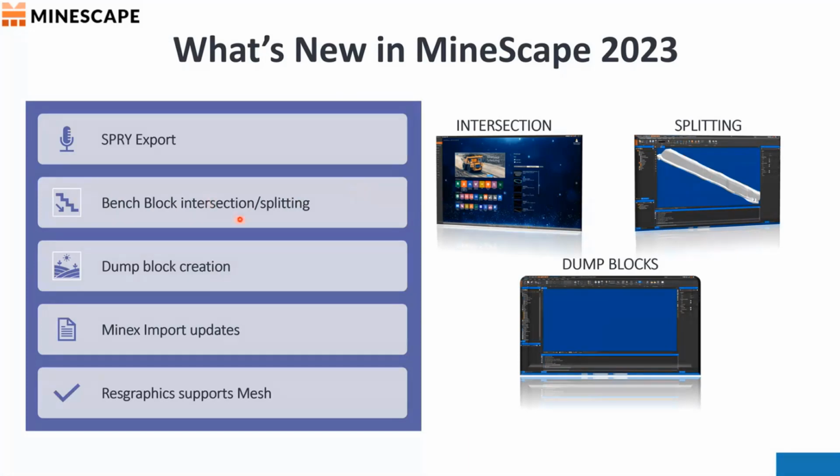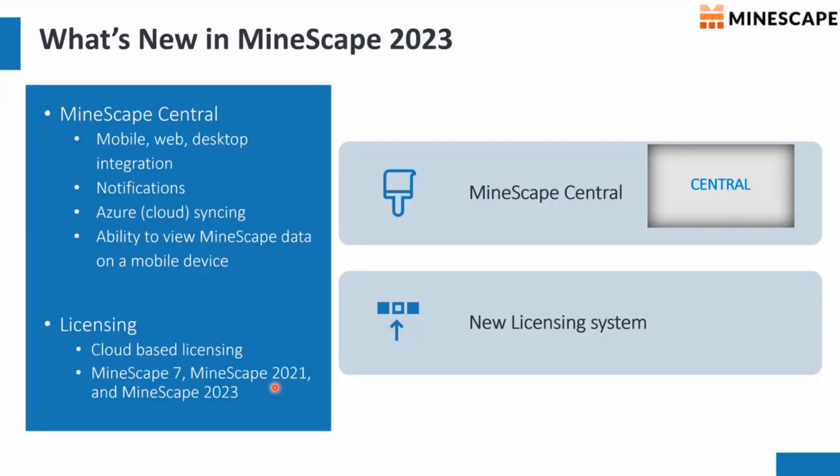So what this does is it makes the engineering that much more efficient. So you don't have to define all those intervals. You can lay out your blocks and have MineScape do all this intersection. You still have to do the splitting because you'll have to give it the cover lines. Dump block creation: in order for us to enhance or use the functionality of the scheduler, we actually built some functionality to help you lay out dump blocks. We've done some Min-X import updates and some graphics updates.